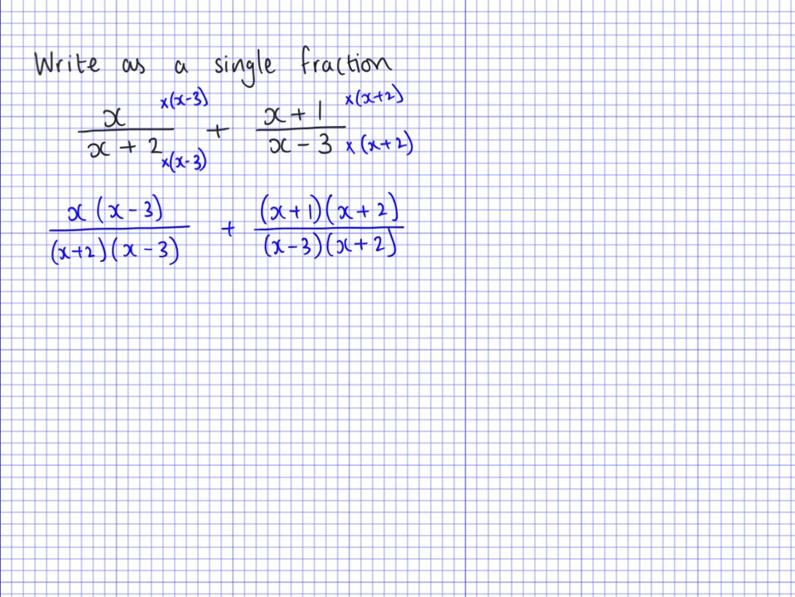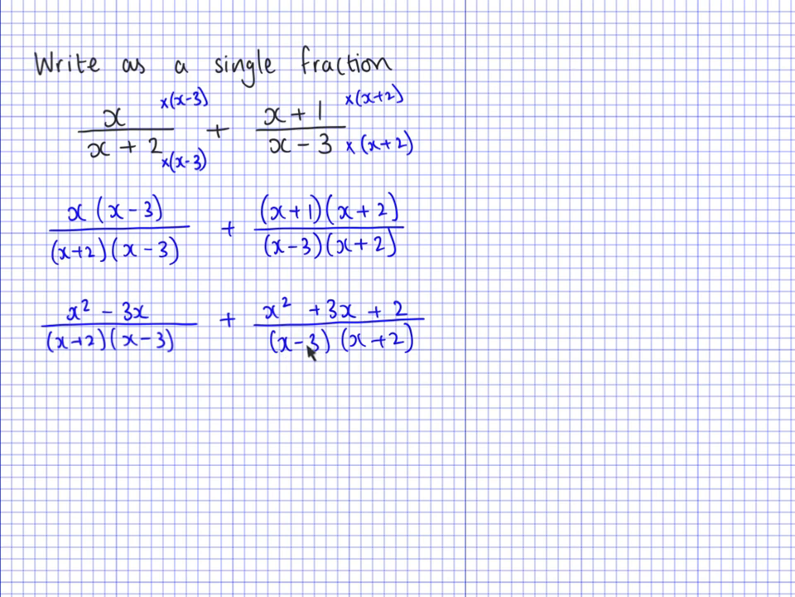So let's expand it. So we've got x squared take away 3x. I'm still going to do it as 2 fractions, so (x plus 2) and (x take away 3). I'll expand the bottom bit later. Plus x squared, I will get 1x and I will get another 2x. That will give me 3x, so plus 3x, and 1 times 2 is 2, plus 2, over (x take away 3) and (x plus 2).